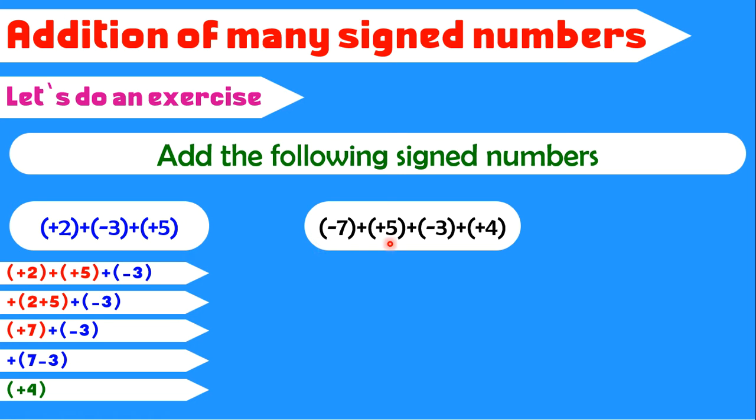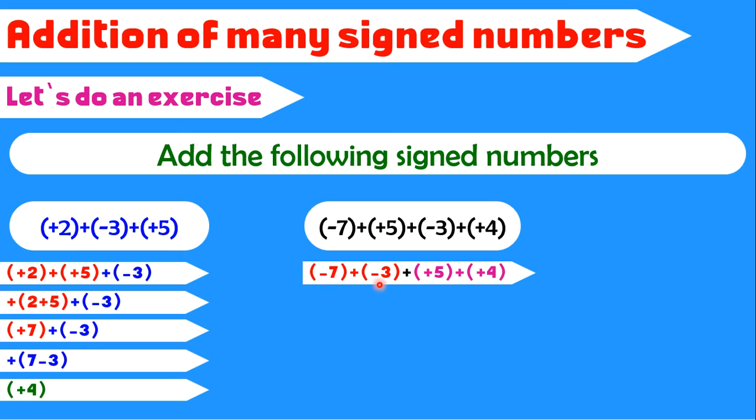Let's do the same with this. We have to put the sign numbers which have the same sign beside each other. So we will put minus 7 beside minus 3 and plus 5 beside plus 4, like this. Here I colored the negatively signed numbers with red color, and the positively signed numbers I put in the purple color. So we will do the red alone and then we will do the purple alone.